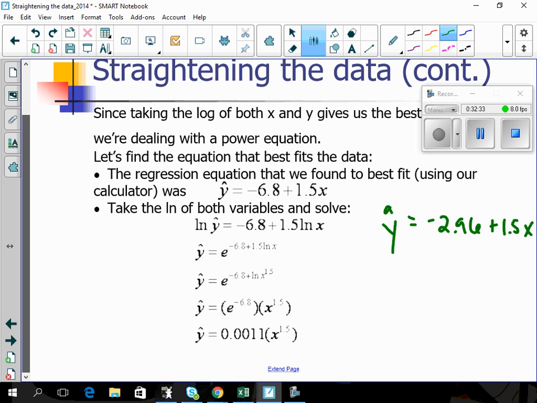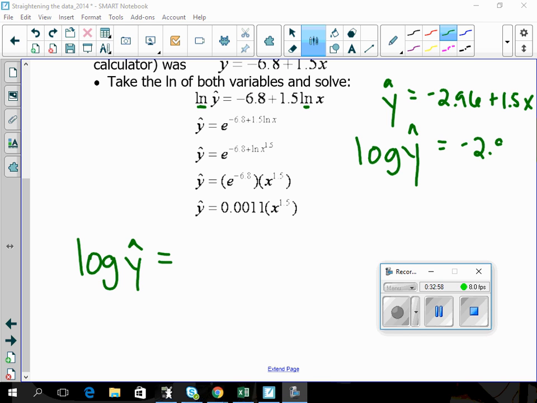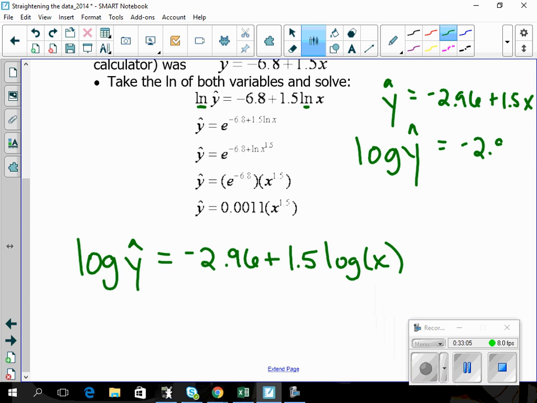Oh, you know, they did natural log. It doesn't really matter whether you do log base 10 or natural log, by the way. Okay, power equation. Do you see how I wrote natural log here? You could take the log of y. Let me rewrite it under here with the variable. So it's negative 2.96 plus 1.5 log of x. Okay, just taking the log of both variables.